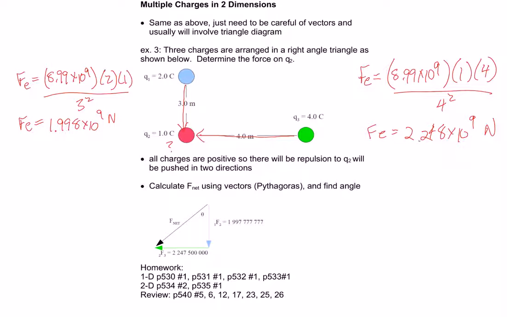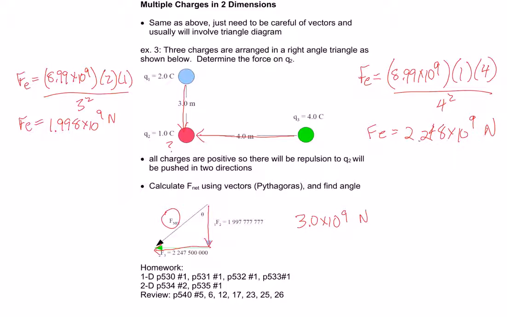So you can see in my diagram below, we just have to take our 2 vectors and combine them as a triangle. So we've got our 1.998 going downwards, so we've got that vector going down. Our green one is pushing it 2.248 to the left. So then all we have to do is draw a new triangle with those 2 vectors and solve it. So if we use Pythagorean theorem to figure out what our net force is, we end up getting 3.0 times 10 to the 9. Just 1.998 squared plus 2.248 squared, square root your answer.